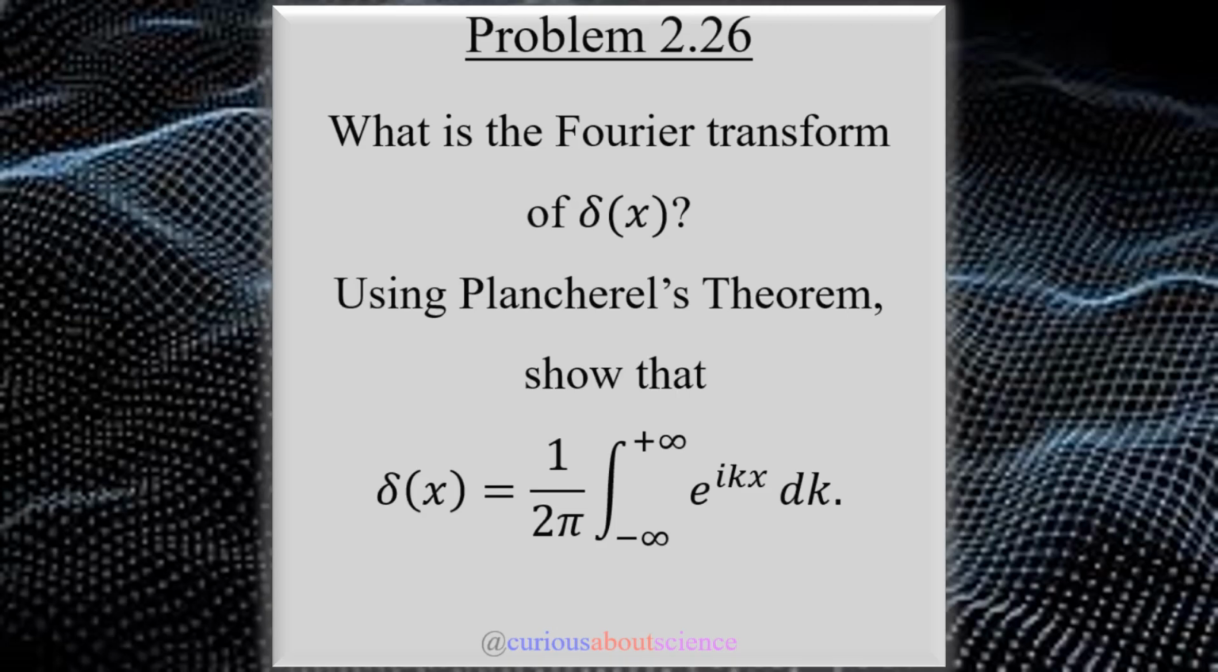It appears as though quantum mechanics and Fourier transform are a match made in particle heaven. The friendly Dirac delta function has a few more tricks up its sleeve. And in this problem, what we wish to do is find the Fourier transform of the Dirac delta and, using Plancherel's theorem, show that the Dirac delta can be expressed as 1 over 2 pi times the infinite integral of e to the positive ikx with respect to dk.